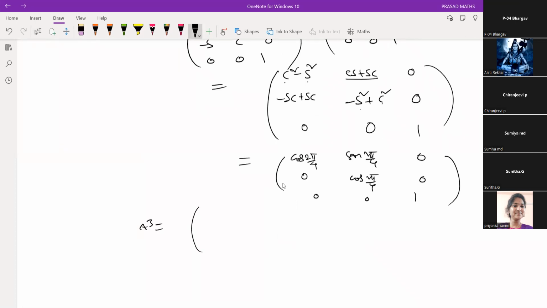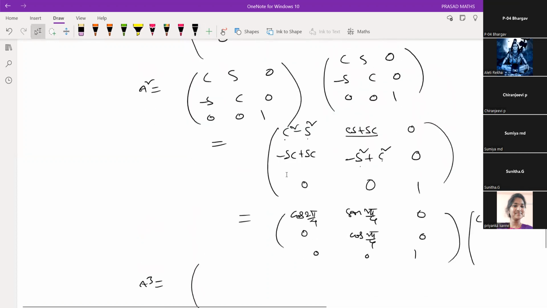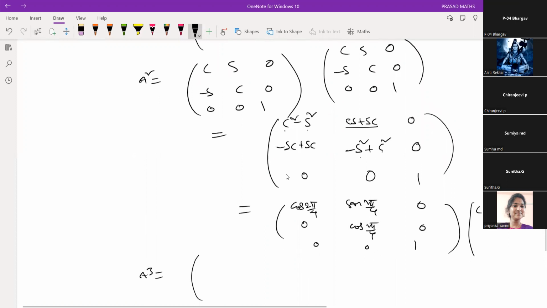Similarly, when you keep going on, what is A cube? See, this is as it is: C S 0, minus S C 0, 0, 0, 1. Yeah, what is A cube now?